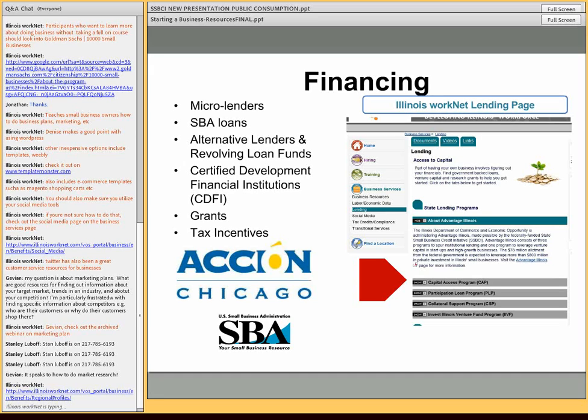There are also micro lenders and alternative lenders available. There's also the Duman Micro Center that will do loans up to $15,000. There's a number of credit unions that are known as Certified Development Financial Institutions, or CDFIs. That means they've done some work with the U.S. Treasury Department and they have money to lend to small businesses. They can also be another resource for financing as a startup company.